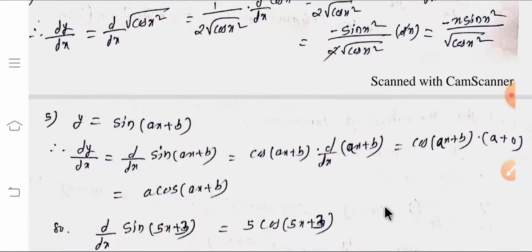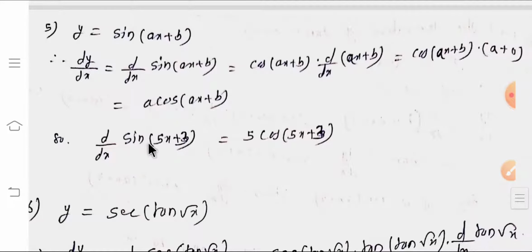Most of the time we use it. So one example, sin of 5x plus 3, what does it come to? In place of a, that is 5, that is 5 cos of 5x plus 3, and similarly so on.